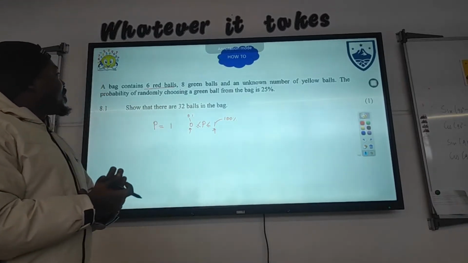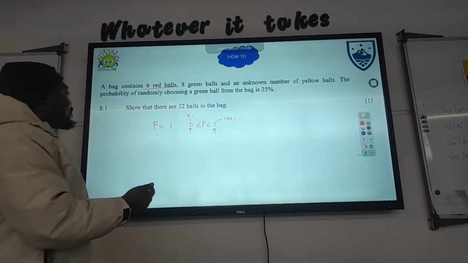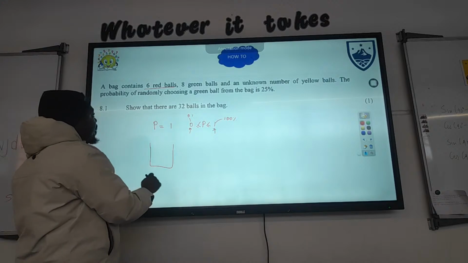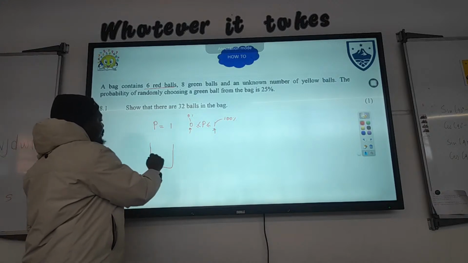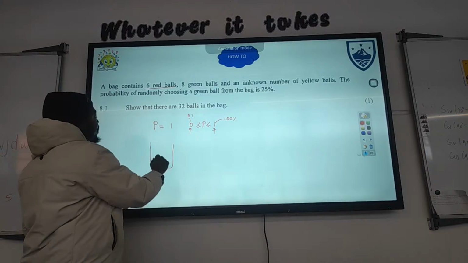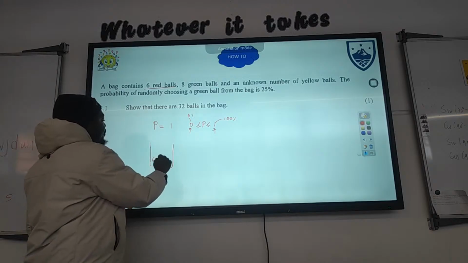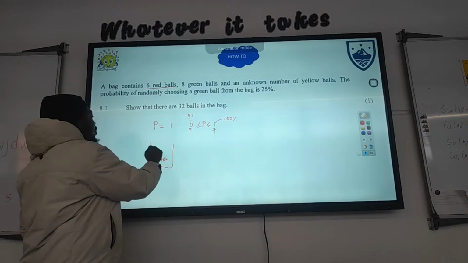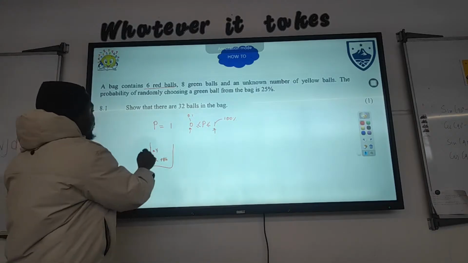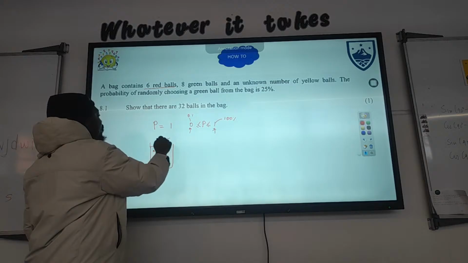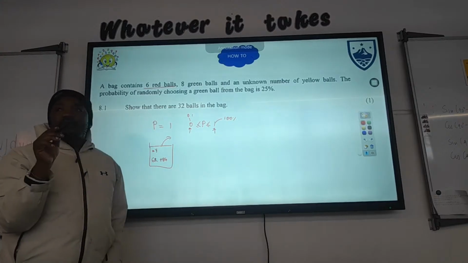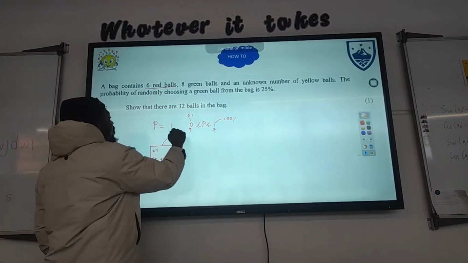But let's look at this one. We have 6 balls in a bag. We had 6 red, and then we have 8 green, and then we have yellow. Yellow is X, you don't know yellow. And then they say at random, if someone would have to pick a ball, the chance of picking a green ball is 25%.